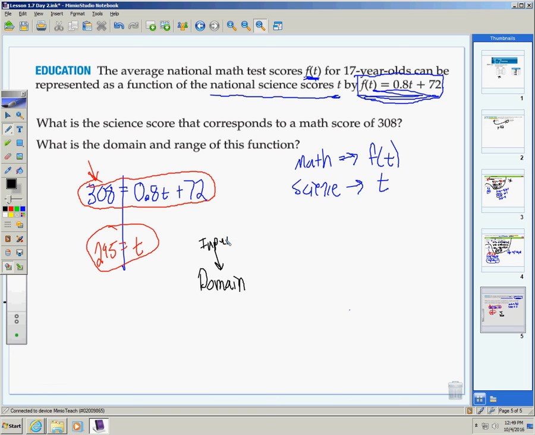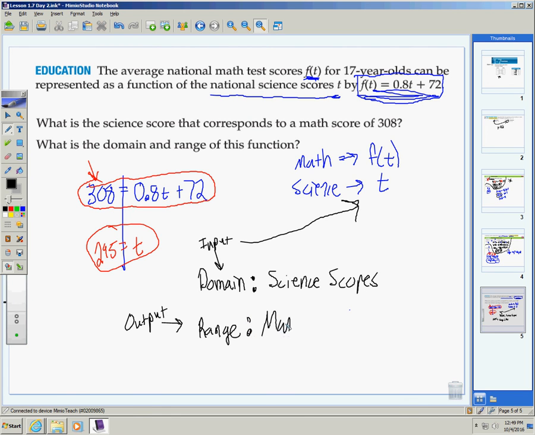Well, my input is going to be the variable that I'm plugging in. So my domain is going to be the science scores. That's what I'm plugging into this function, which means my range, which we sometimes call the output, is going to be the math scores. That's what I get when I plug in a science score. Out comes what a math score would be.